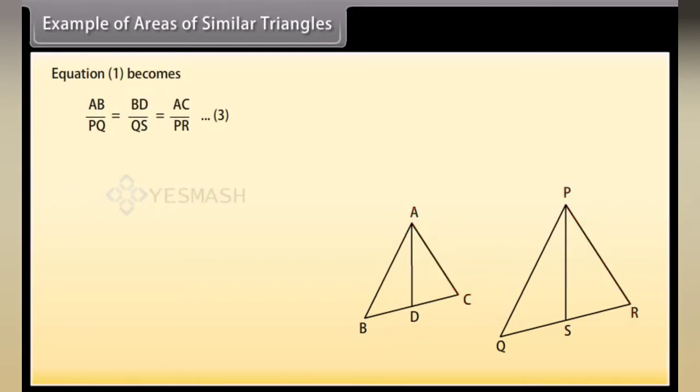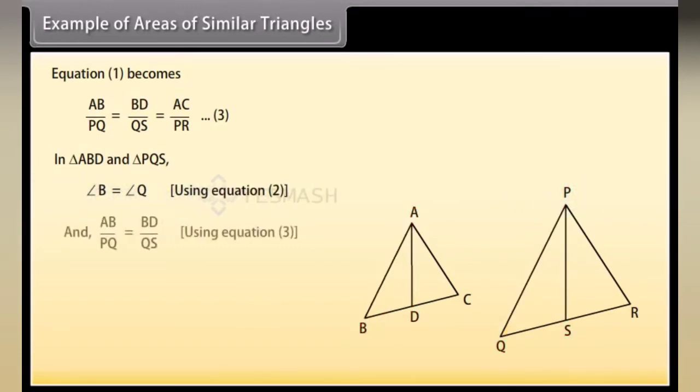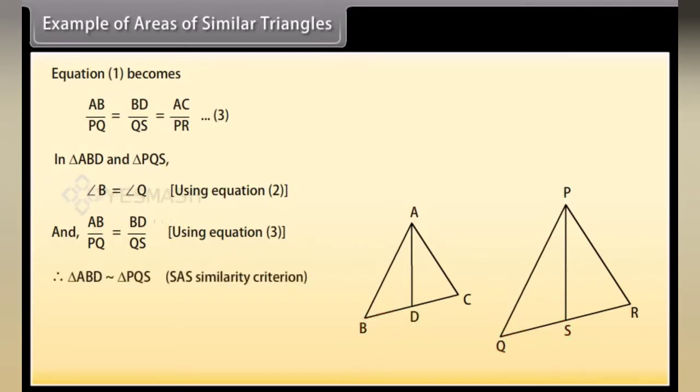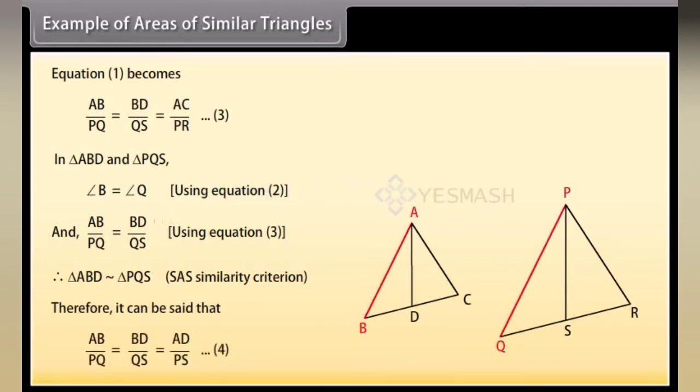In triangle ABD and triangle PQS, by using equation 2, angle B is equal to angle Q, and by using equation 3, AB upon PQ equals BD upon QS. Therefore, triangle ABD is similar to triangle PQS, SAS similarity criterion. Therefore, it can be said that AB upon PQ equals BD upon QS equals AD upon PS.